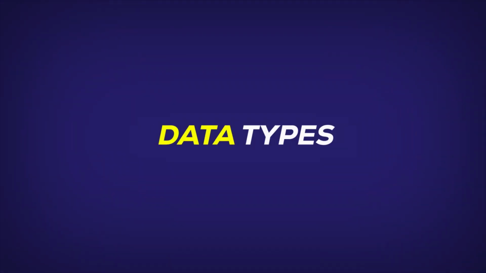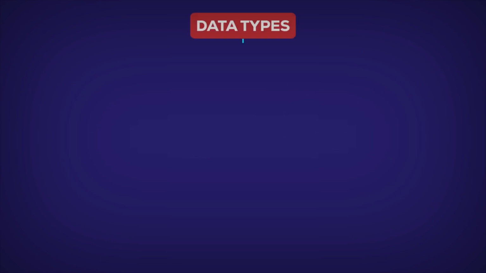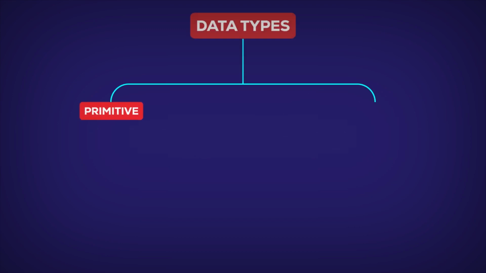Today, we are going to discuss what data types are. Data types specify the different sizes and values that can be stored in a variable. There are two types of data types in Java. First one is primitive data types, and second one is non-primitive data types.